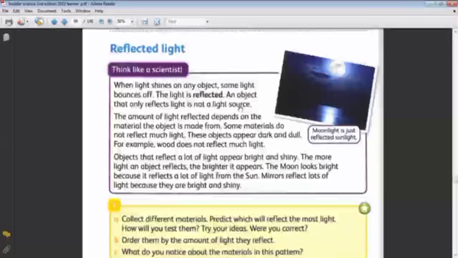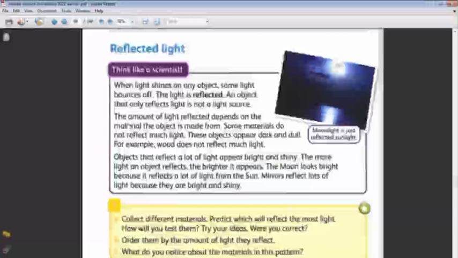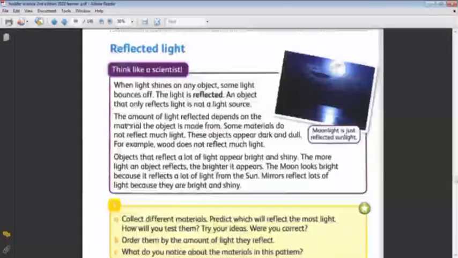So the amount of light reflected depends on the material the object is made from. According to the material that the surface is made of, the light may be reflected or it may not be reflected. Like if we have a thing which is made of wood and a thing which is made of metal, which one will reflect the light more, the wood or the metal?